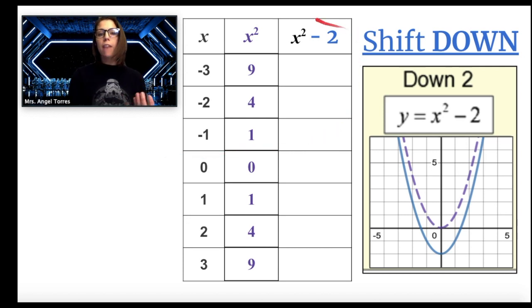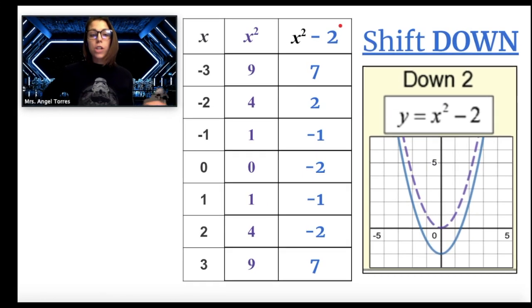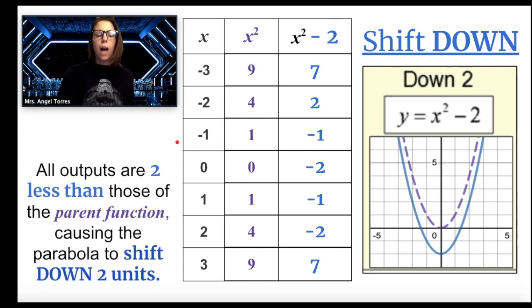Here we have a function of x squared minus 2. Go ahead and fill in this table now. Great job. It's as simple as subtracting 2 from each of your outputs. So what change does this apply? Well, all of our outputs are 2 less than the original outputs in the parent function. So now my graph has shifted down 2 units.